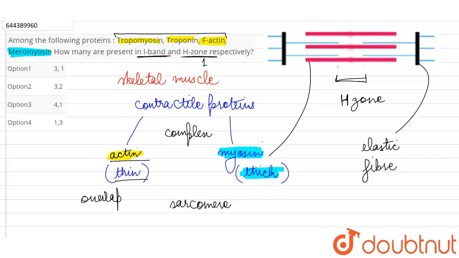So our correct answer over here will be option A. Three of these proteins we will find in the I band, because I band means only thin filament, and one we will find in the H zone, because H zone means the part of sarcomere where only thick filament is there. Option A is our correct answer.